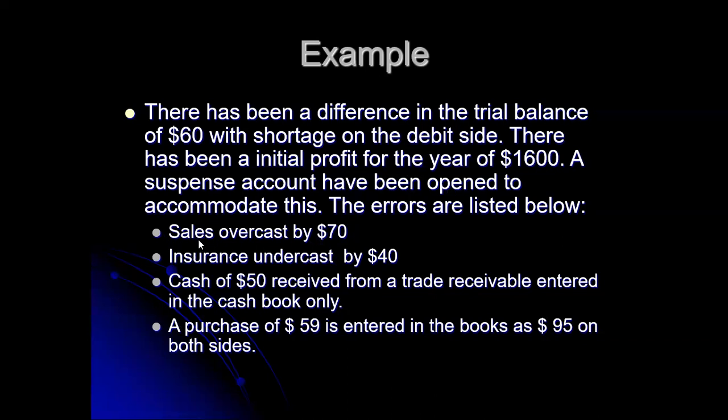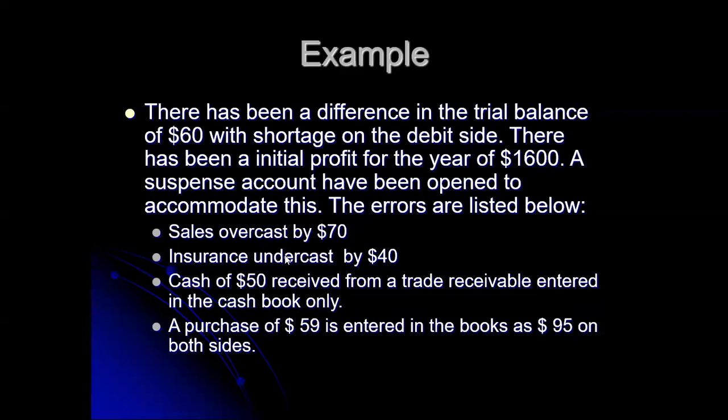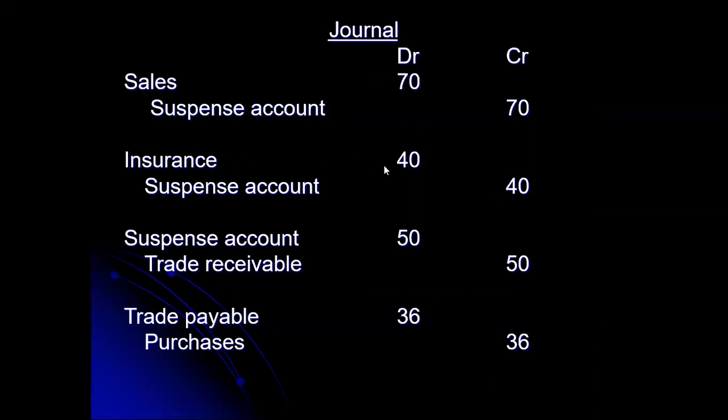Okay. So now these are the errors. There are 4 errors. First error, sales overcast by 70. So sales, as mentioned earlier, is a credit balance account. So this means that the sales account has been over credited by 70. So to correct the situation, you need to debit sales 70. So hence, debit sales 70, credit suspense 70. Next, insurance undercast by 40. So insurance is an expense. So this means that insurance has been under debited by 40. So we need to debit insurance 40 and credit suspense 40.